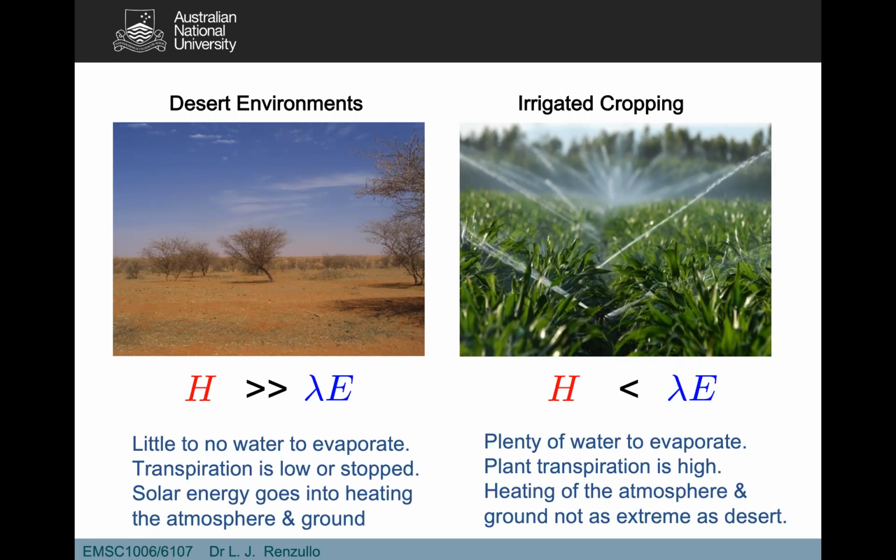In contrast, you can think about an area well watered, for example, an irrigated cropping area. Solar energy has lots of water to evaporate, lots of water for transpiration to occur. So this would be a situation where the latent heat flux or latent heating would be greater than the sensible heat flux. And as a consequence, you'll see the overlying atmosphere of a cropping area like this be cooler because of the latent heating, the evaporative cooling. So that's all about land-atmosphere interactions for now.